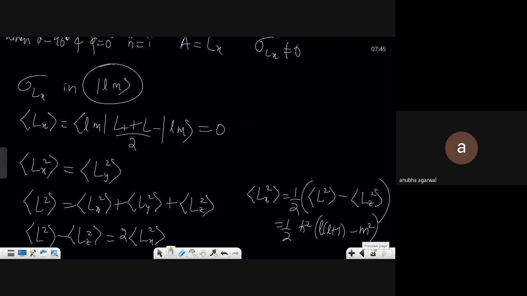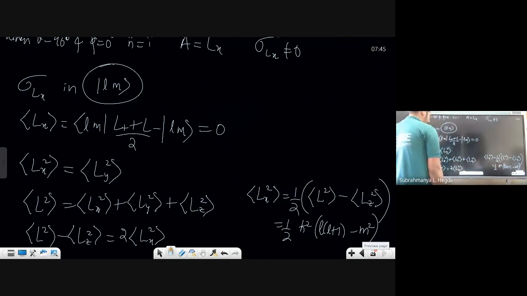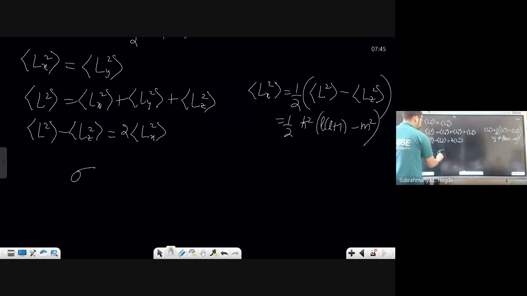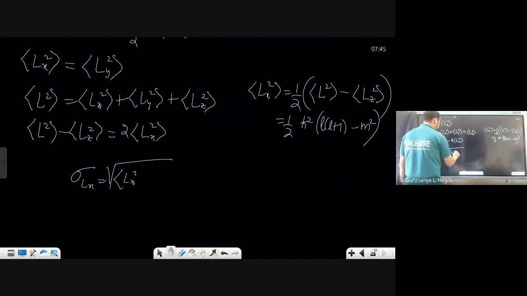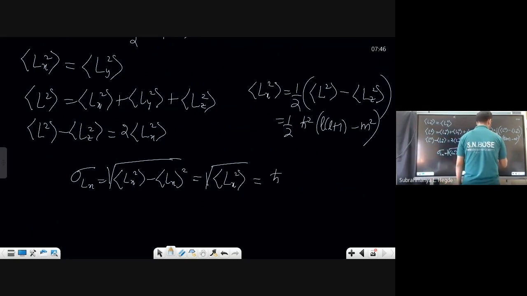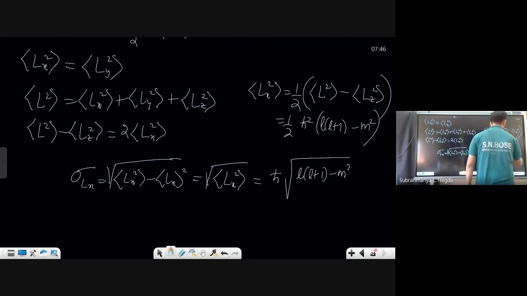Because sigma Lx is equal to root of expectation Lx squared minus expectation Lx the whole squared. Expectation Lx is equal to 0. So this is simply root of expectation Lx squared, which is equal to h bar times root of L into L plus 1 minus m squared, the whole divided by 2.